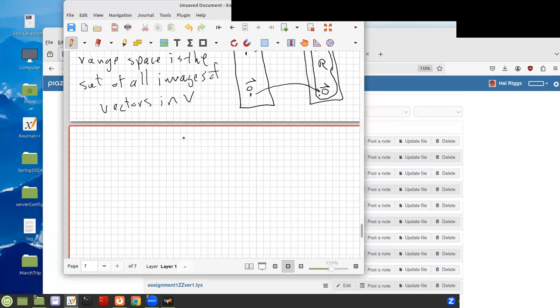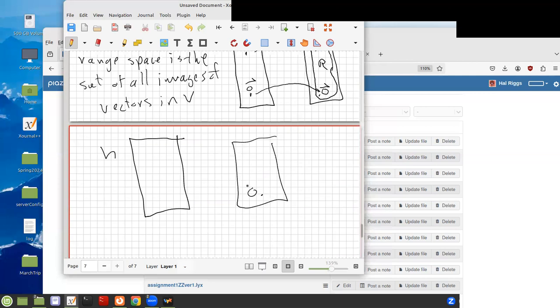For example, I could have the map H that maps every vector to the zero vector. So then the range space would equal just the zero vector. So it'd be very small. On the other hand, it could be that the map is onto, and so the range space, for a different map, could be the entire space W.